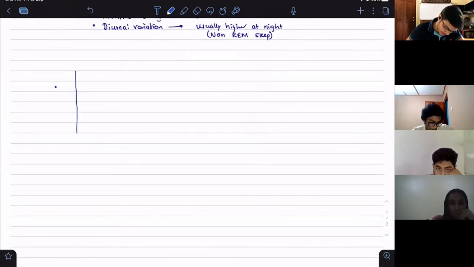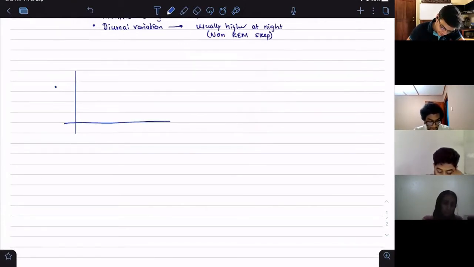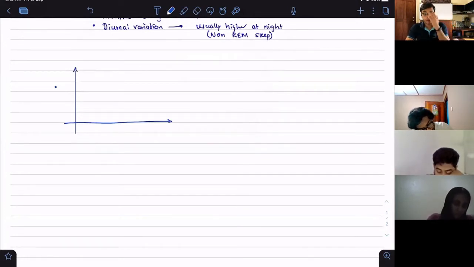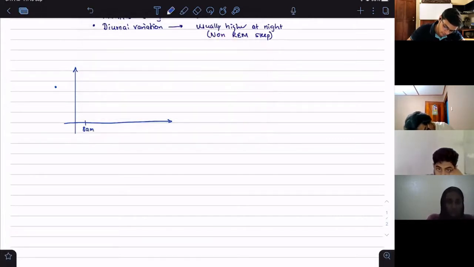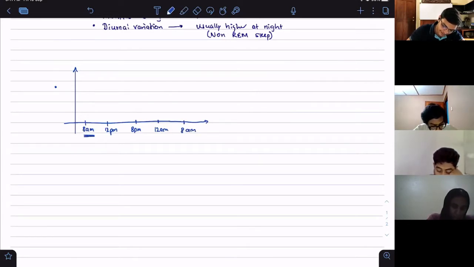It looks something like this. You all can draw a small graph. Nothing special, guys. Just put, we will put from 8 a.m., somewhere around here 12 p.m., and then again 8 p.m. and 12 a.m. in the night, and all the way to next day morning 8 a.m. So this is a 24-hour period from 8 a.m. to another 8 a.m.